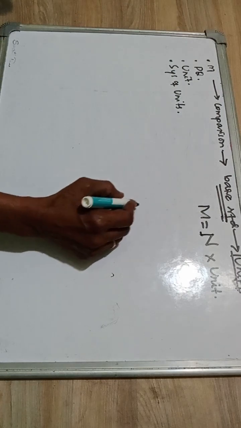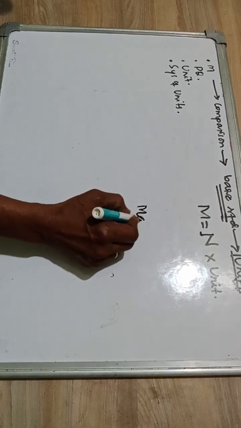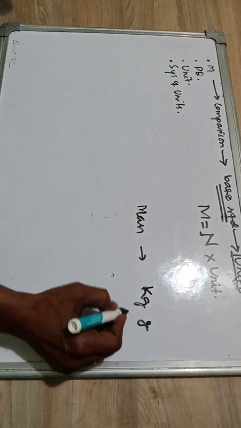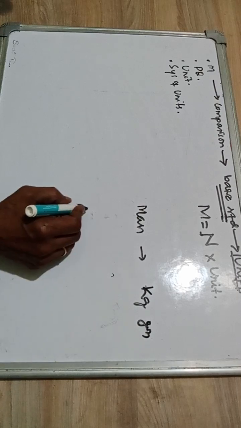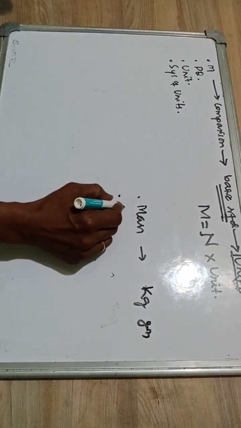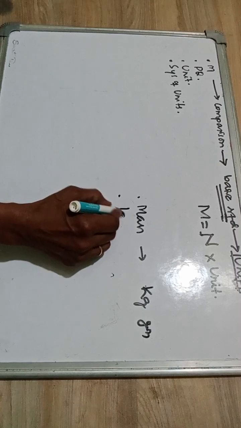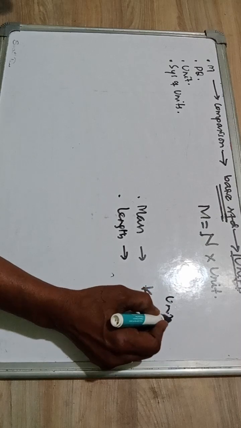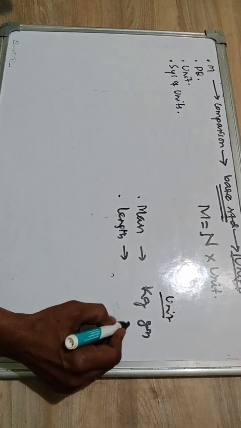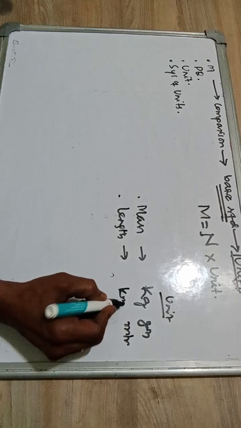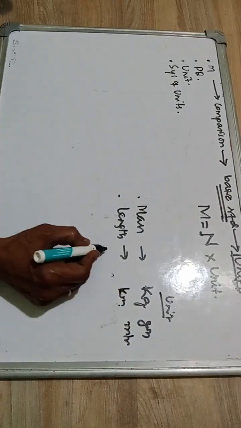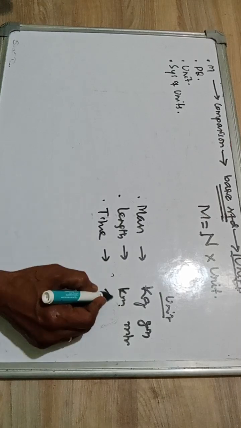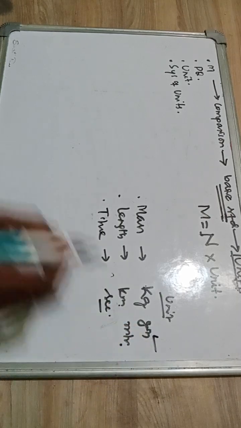Same kind means when you want to measure mass, unit will be kilogram or gram, not meter. Similarly, when you want to measure length, unit will be meter or kilometer, not gram or second. Same, when you measure time, you'll be using second, not gram or meter.